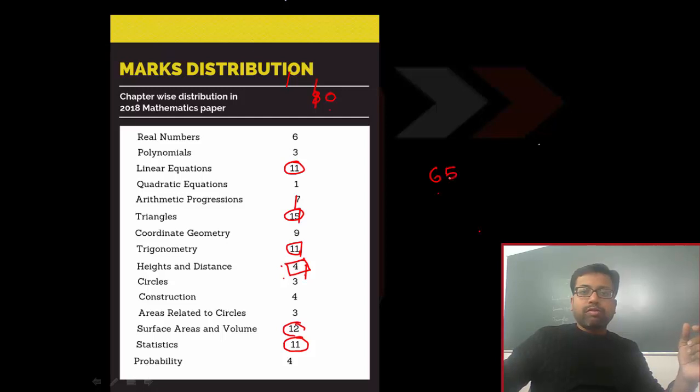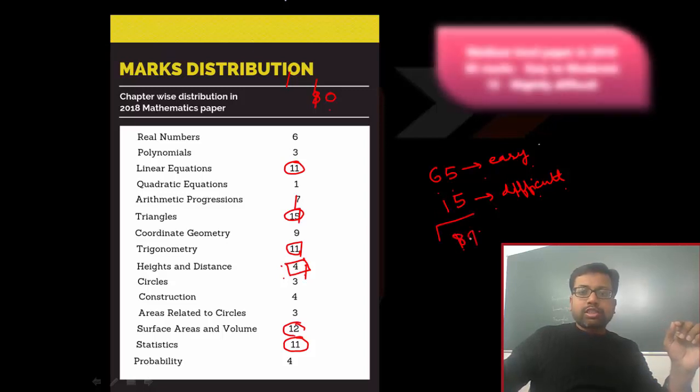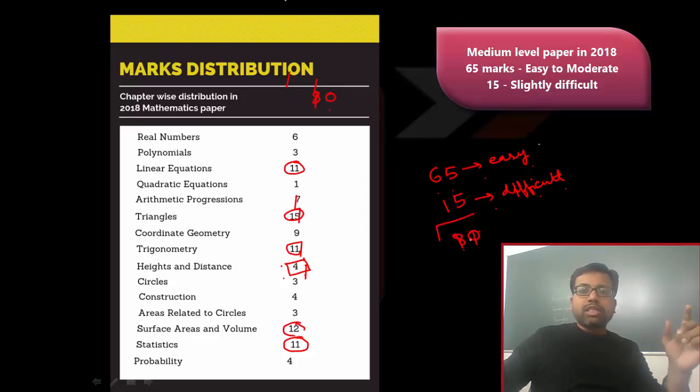Also, the 2018 paper was of medium level, out of which 65 marks were of an easy nature, easy as in you need to know the formula, etc. But they were direct applications. And 15 marks were of the difficult level, but not out of your syllabus. So the 80 mark distribution was such that 65 was from the easy bracket and 15 were difficult questions.